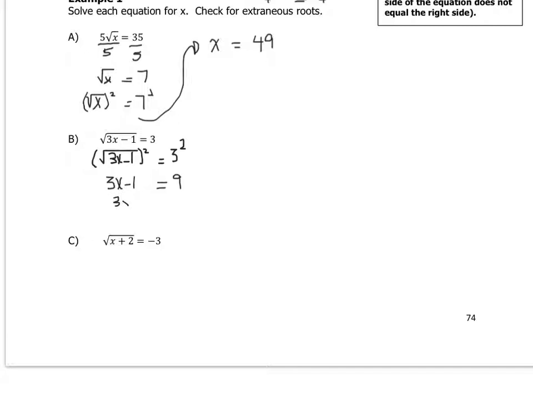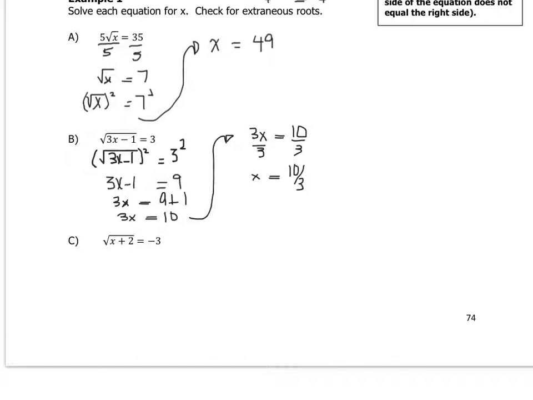So 3x, you want to get rid of that negative 1, bring it over to the other side, or add 1 to both sides, so that'd be 9 plus 1. So 3x equals 10. And then you want to get x by itself, so you're going to divide both sides by 3. So x would be 10 over 3.